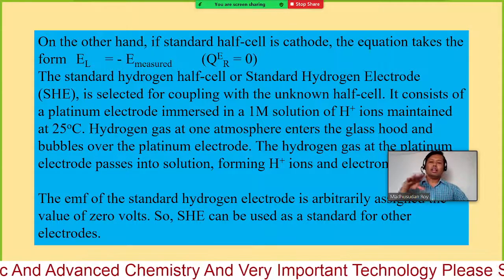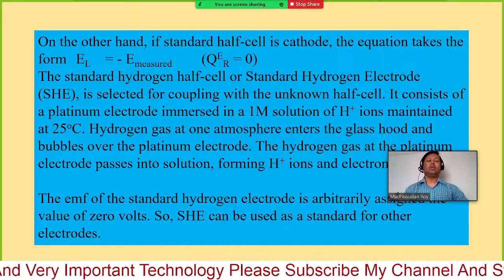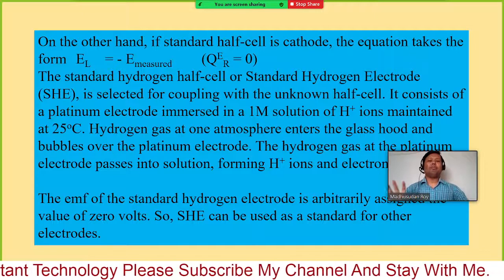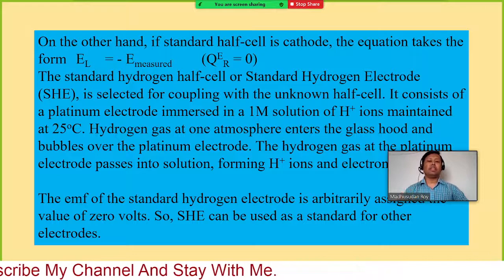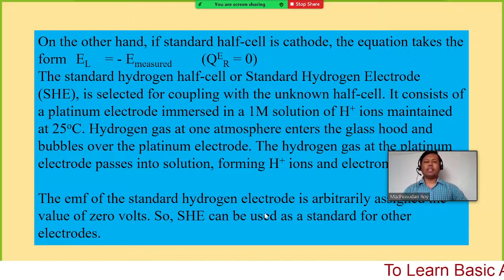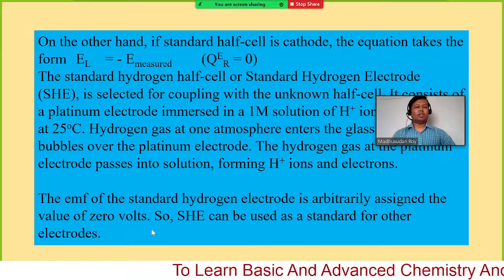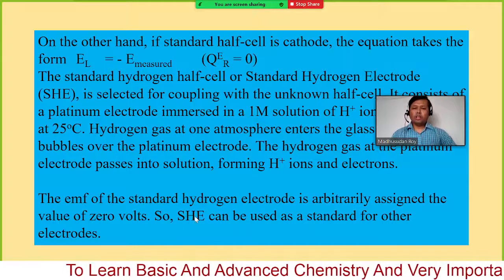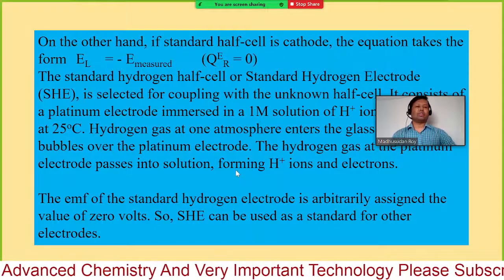Depending on whether you use anode or cathode, you will have the sign, that is okay, but the value will be exactly what you are measuring using the voltmeter if you connect the standard hydrogen electrode to the unknown half cell. So the EMF of the standard hydrogen electrode is arbitrarily assigned the value of 0 volts, as already mentioned. So a standard hydrogen electrode can be used as a standard for the other electrodes.